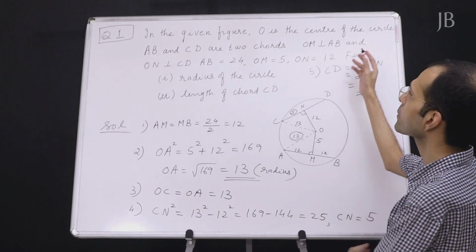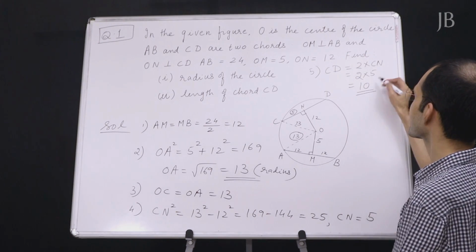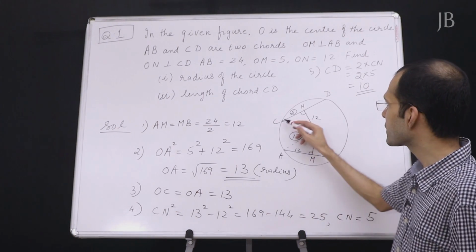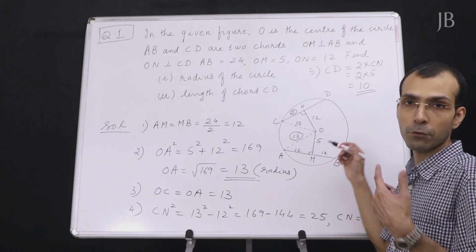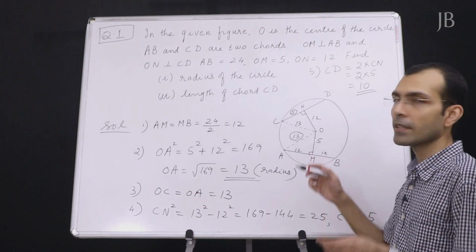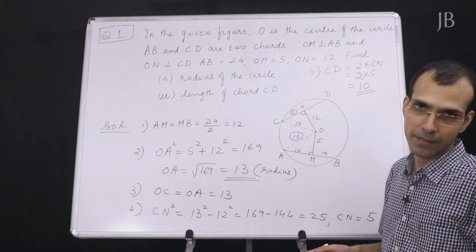Centimeters, yeah. No, here units are not given. So we will just write 10. It's fine, no problem. So if CN is 5, CD will be 10. What is the reason? The reason you will have to write is: perpendicular drawn from the center of the circle bisects the chord.